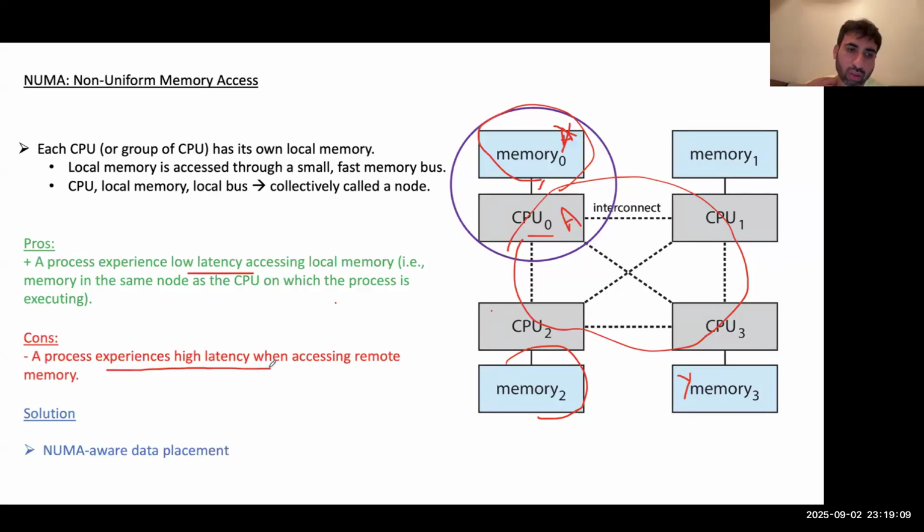So then what is the solution? We are good when accessing the local memory, but we need to pay high latency when accessing the remote memory. How can we address this problem? How can we reduce the latency when running an application on the NUMA architecture?